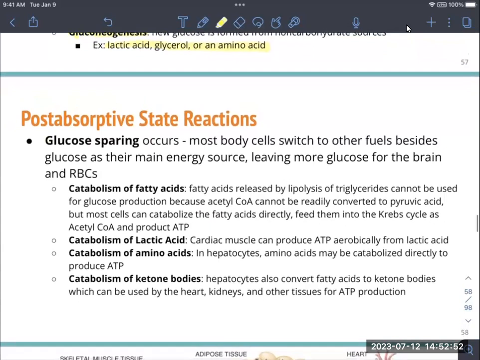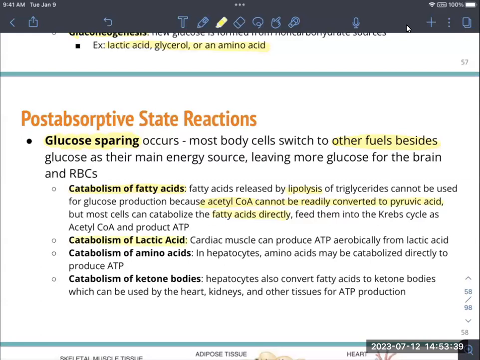So glucose sparing. This is happening when most of our cells switch to some other fuel. They use something else other than glucose for energy. So it leaves more glucose for the brain and the red blood cells because that's all that they can utilize. So that's where they start using fatty acids. So that lipolysis, breaking down of lipids, it cannot be used for glucose production because that acetyl-CoA cannot be turned into pyruvic acid very readily. So most of our cells, they can catabolize these fatty acids and they feed them directly into that Krebs cycle.